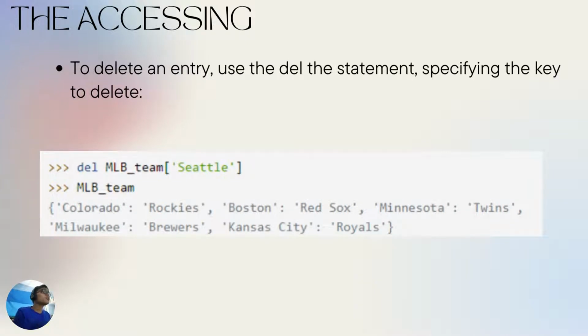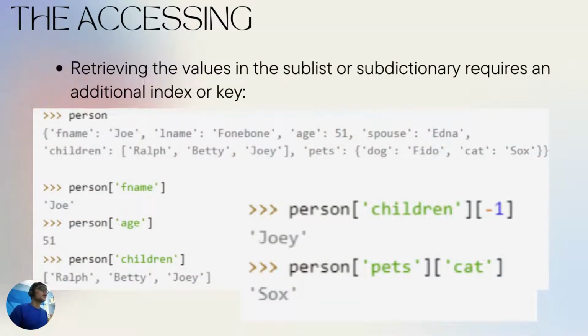To delete an entry, use the delete statement specifying the key to delete. Now this is also very easy. If you want to delete a key or a value, you can just do it. So we can use a delete keyword to actually delete the key value pairs or the data present in the dictionary. This is a good thing.